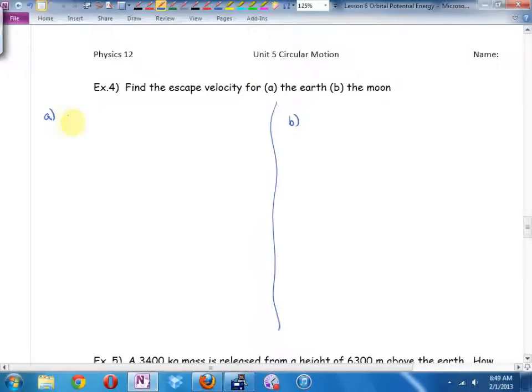So we just finished saying your escape velocity is the square root of 2 big G, big M over R initial.